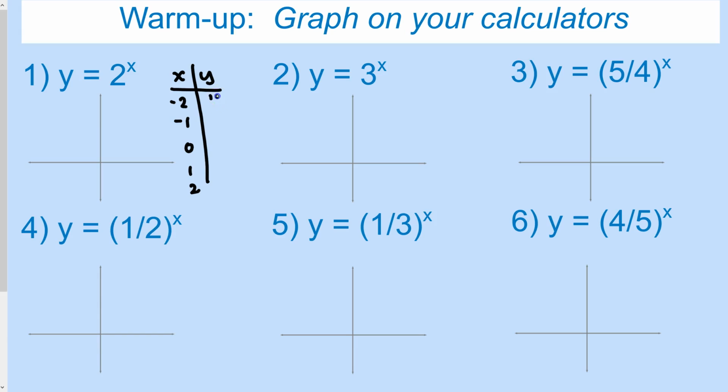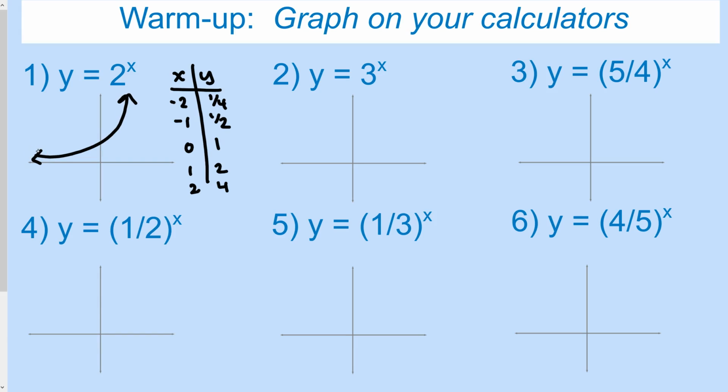2 to the negative second is 1/4. 2 to the negative first is 1/2. 2 to the 0 is 1. 2 to the first is 2. 2 to the second is 4. And when you plot those points, you're going to get something that looks like this. So that's our exponential growth shape.